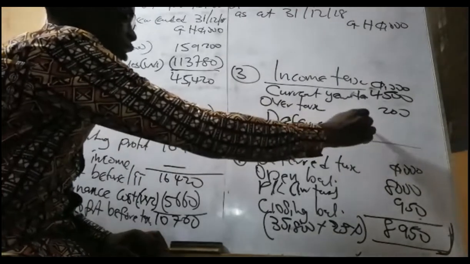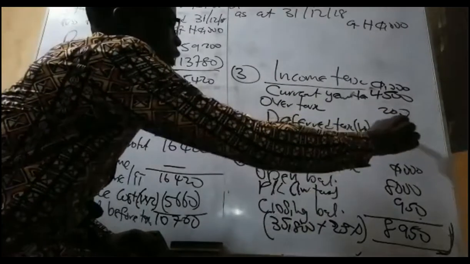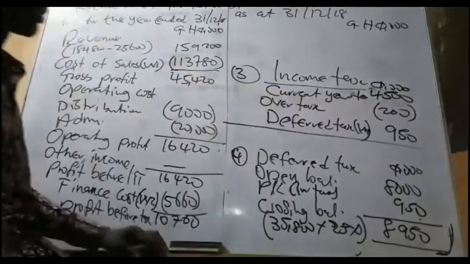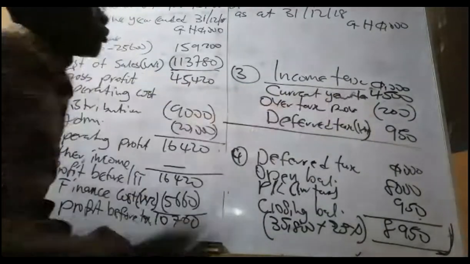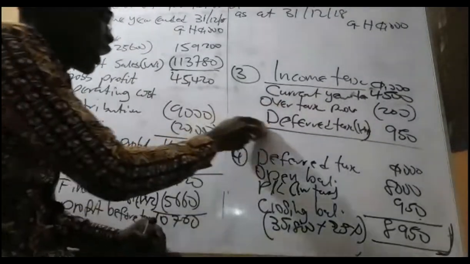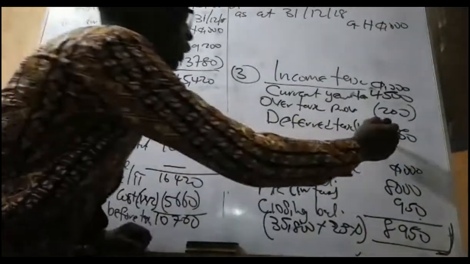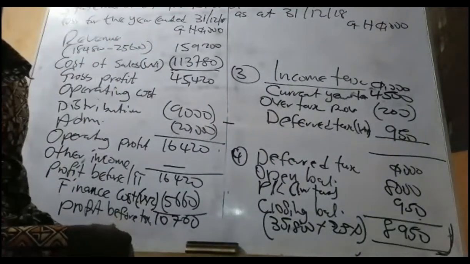Workings number 4, so workings within workings. It is 950 positive. For the overtax, it was overtax provision, so that one, let's put it in brackets. Over, we subtract. And then we are done. So basically, we are done. We sum them up and then we post the entry.